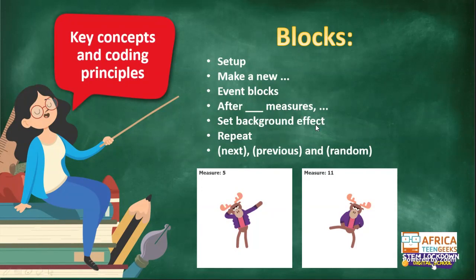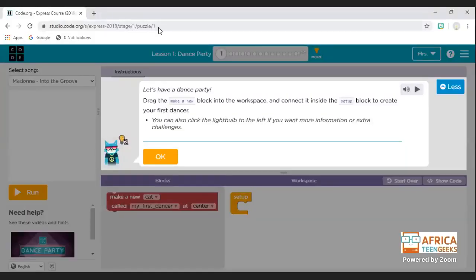We will also learn how to set a background effect. So right now, if you look at my pictures, you'll just see white. And if we change the background effect, it will be full of different colors and patterns and even laser effects as they dance. Right, we will also learn how to repeat and use these commands, next, previous, and random. So what I'm going to do now is I'm going to leave this screen and share a new screen with you. I hope all of you can see it.